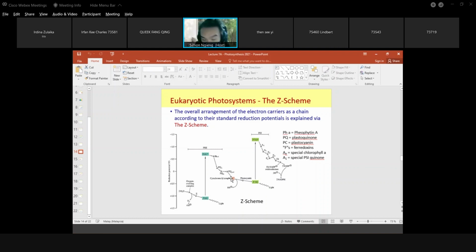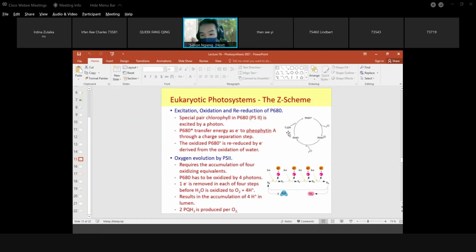Here you have cytochrome b6f, which causes the accumulation of hydrogen. So this is basically starting back from the front. You have light energy that activates this, so you release an electron, and this whole process requires 8 photons. This is talking about P680, the first photosystem.